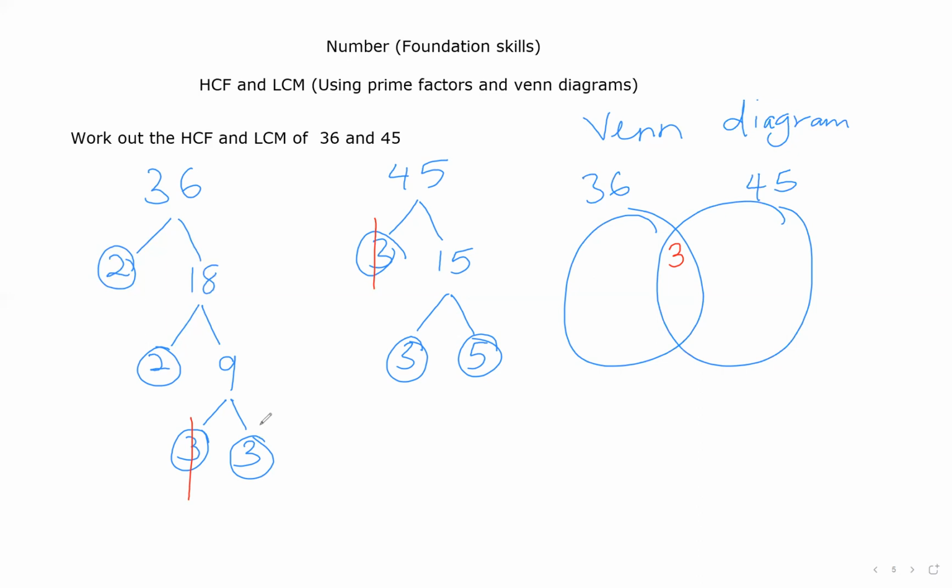I can see there is another common 3, so I'm going to cancel it from here and from the other number as well. And again, I will write 3 in the common space. Is there any other common number? No. So we're going to write the other numbers in the outer space, in the part of the circle that is not common. So for 36, we have 2 and 2. And for 45, we have only 5.